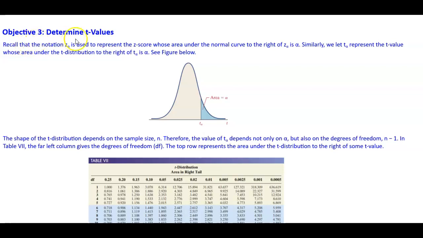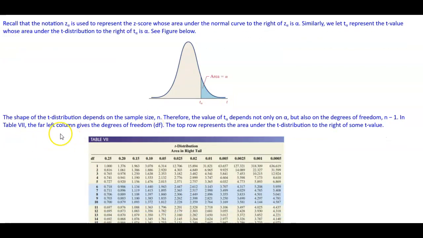Objective 3. Determine t-values. Recall that the notation z subscript alpha is used to represent the z-score whose area under the normal curve to the right of z subscript alpha is alpha. Similarly, we let t subscript alpha represent the t-value whose area under the t-distribution to the right of t subscript alpha is alpha. See the figure below. This represents the area to the right.